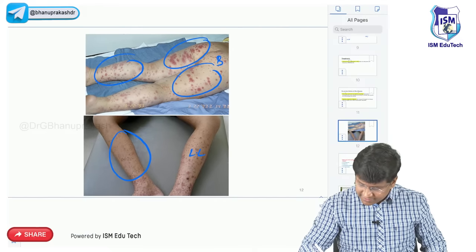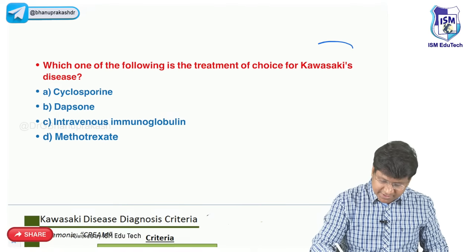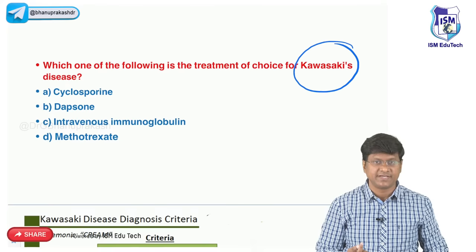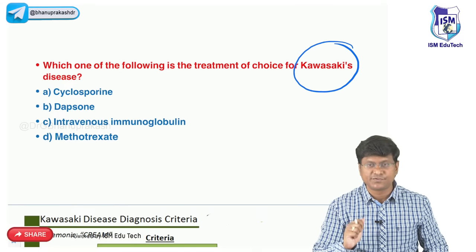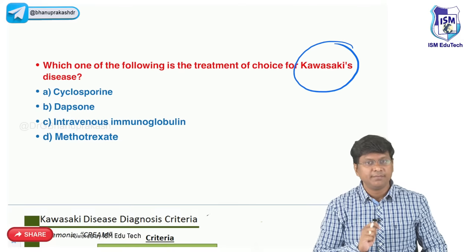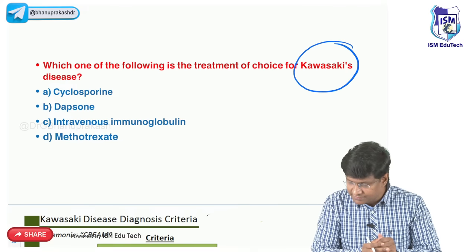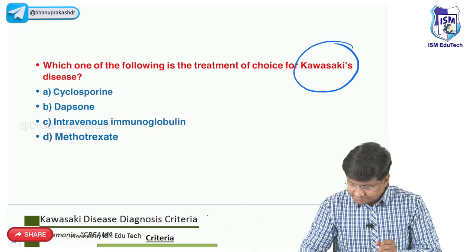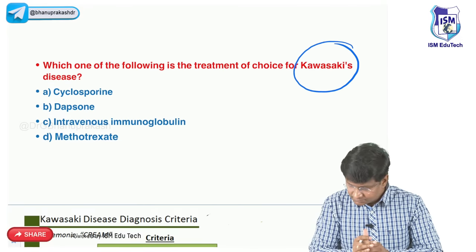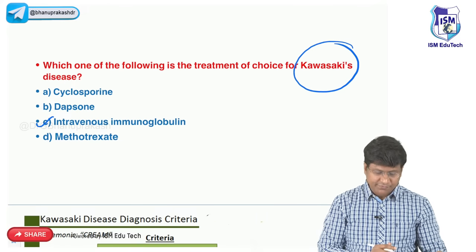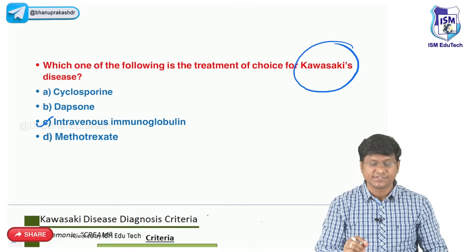Now, once we are done with HSP, next, let me take up the discussion of Kawasaki disease. Kawasaki, what did I tell you? It is the medium vessel vasculitis. Which one of the following is the treatment of choice in case of Kawasaki disease? Cyclosporine, dapsone, intravenous immunoglobulin, methotrexate. Yes, anyone want to make an attempt at this question? Yes, very good. So the drug of choice for Kawasaki disease is intravenous immunoglobulin.